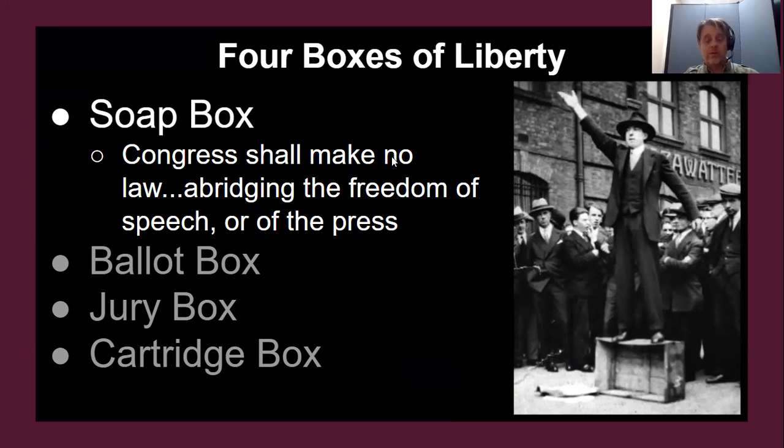And you remember that was a big deal during the Revolutionary War, where pamphlets were issued and circulated against the government, against King George, and Parliament as well. So Congress shall make no law abridging the freedom of speech or of the press, right? So that's our First Amendment right.